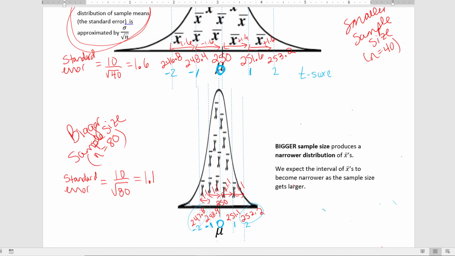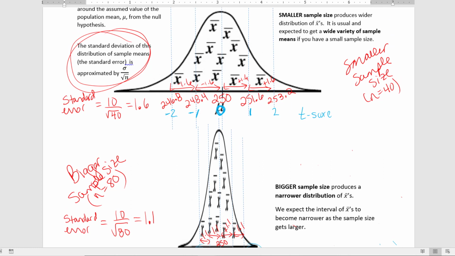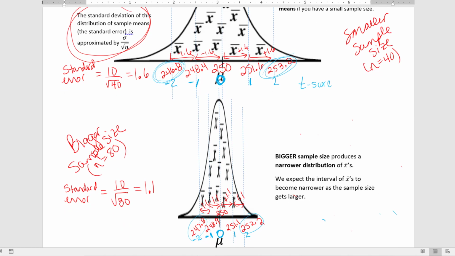But that's different than what happened up here in the top distribution when we had a sample size of 40. When you have a sample size of 40, it would be normal, usual, and expected to get a sample mean somewhere between 246.8 and 253.2, because those are within 2 standard deviations. It would be unusual to see a sample mean above 253.2 or below 246.8. Now notice the difference then. That's a bigger range of expectations than we saw below in the distribution at the bottom.